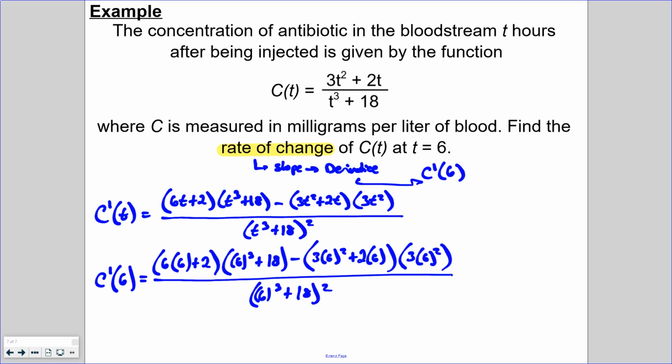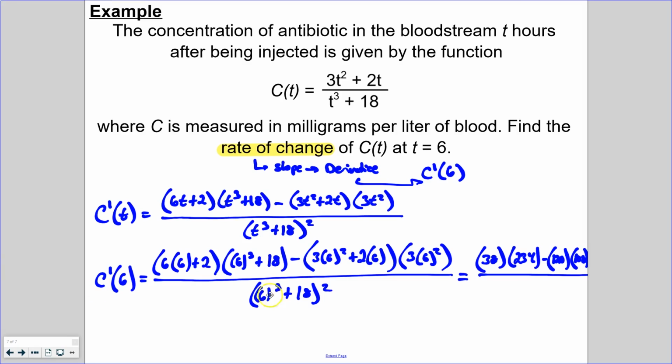All right, so then we just need to simplify each of these. So let's see, the numerator, we're going to get 6 times 6 is 36 plus 2 is 38. Next, we have 6 cubed plus 18. That's going to be 234. Minus, and let's see if I can fit this in here. What's that going to be? 6 squared is 36 times 3 plus 12 gives us 120. And then 6 squared is 36. 36 times 3 is going to be 108. So, whew, just snuck that in there.